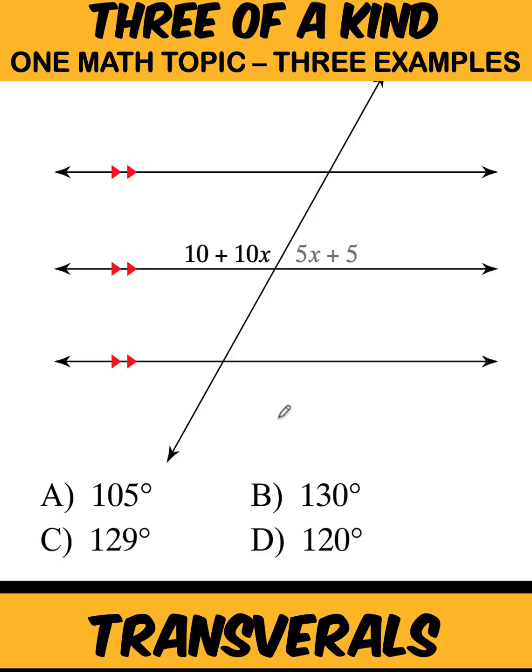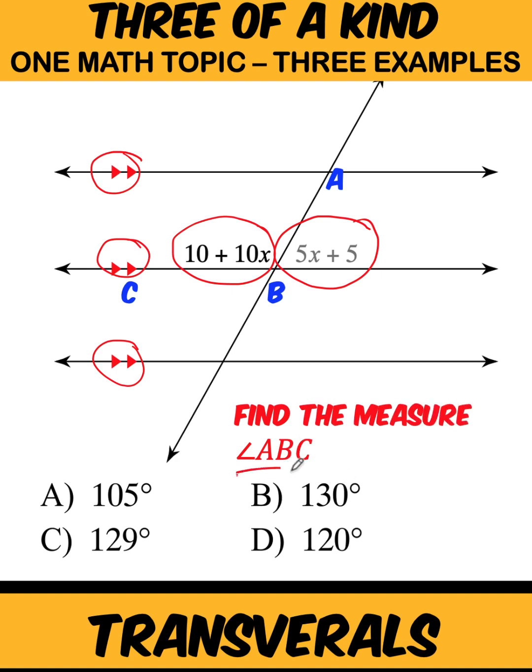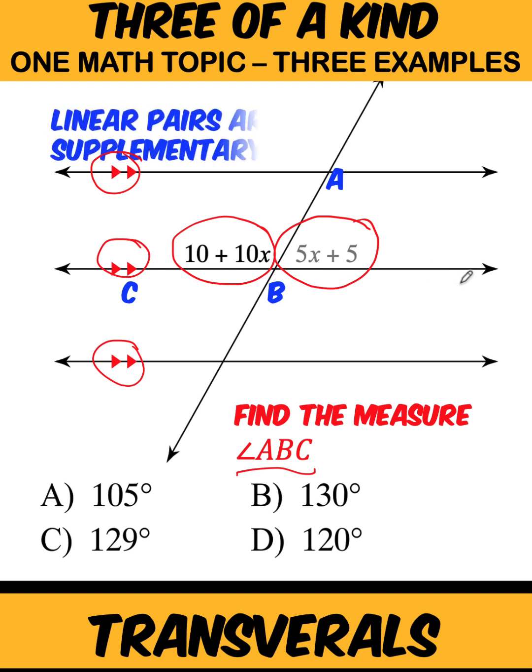Let's go to the next problem. Now, here's our problem number 3. We are given 3 parallel lines as indicated by this symbol, and this transversal AB forming two angles with a measure of 10 plus 10x and another with a measure of 5x plus 5. We would like to find the measure of angle ABC. Notice that the given two angles form a straight line, and therefore we call them a linear pair. And linear pairs are supplementary angles, meaning if you add the two angles, the sum is 180 degrees.